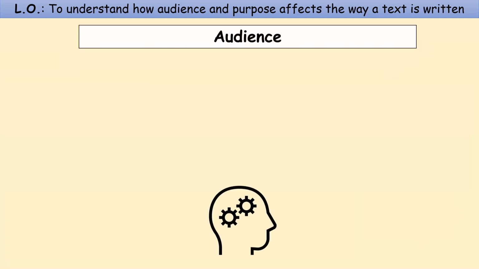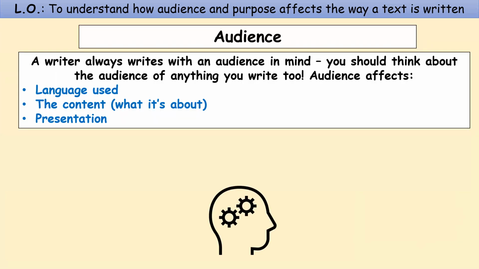So when we think about an audience, a writer always writes with an audience in mind. This is something that you need to think about as well. If you're writing any kind of text, whether it's a letter or something different, why are you writing that text? And who are you writing it to? Because if you think about who you're writing that text to, it gives you an idea of the language that you should use, the content, so what you should put into that text, and the presentation, so the way you lay that text out.